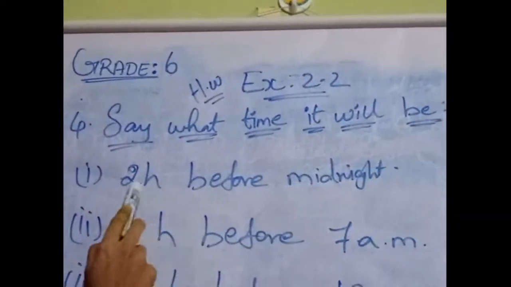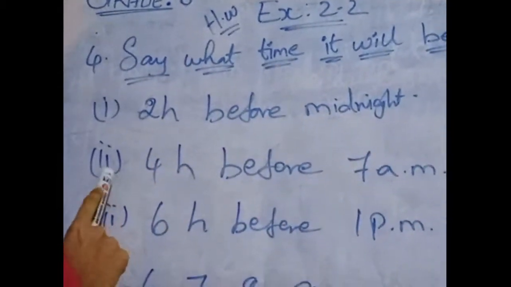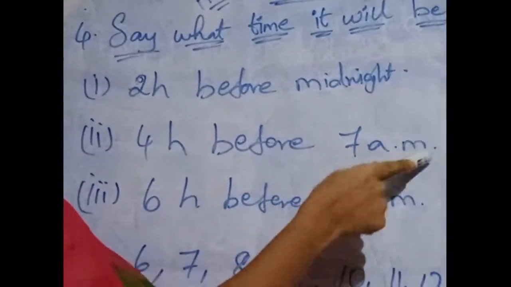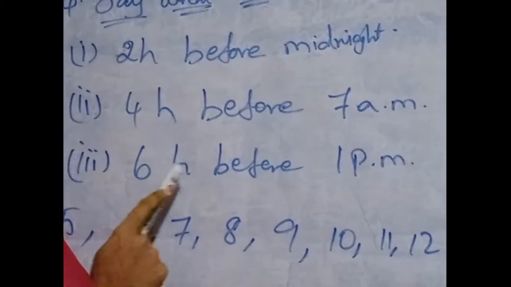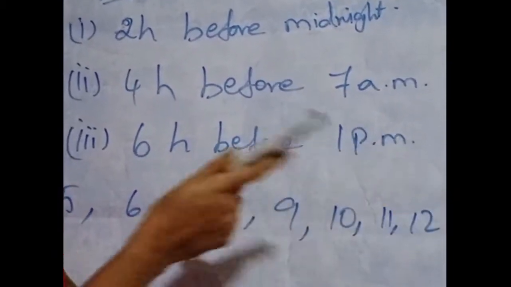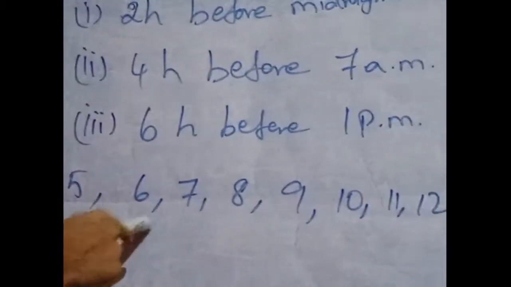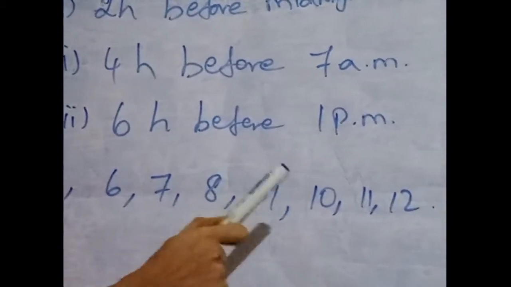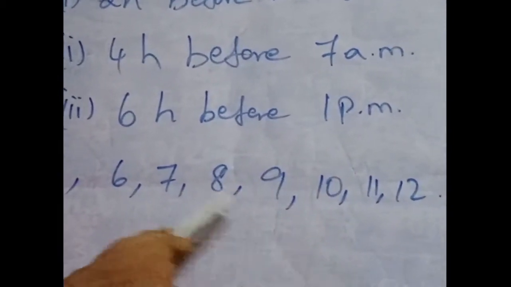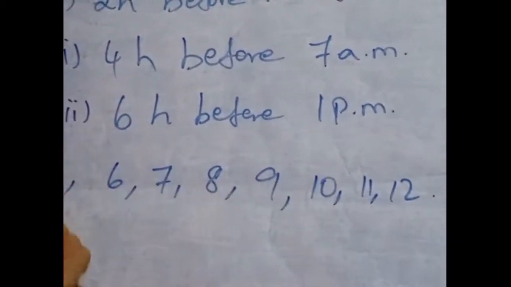Homework sums. Fourth question. Say what time it will be. 2 hours before midnight. Second question, 4 hours before 7 a.m. Third question, 6 hours before 1 p.m. Next, fifth question, 6, 7, 8, 9, 10, 11, 12. These are also homework sums.